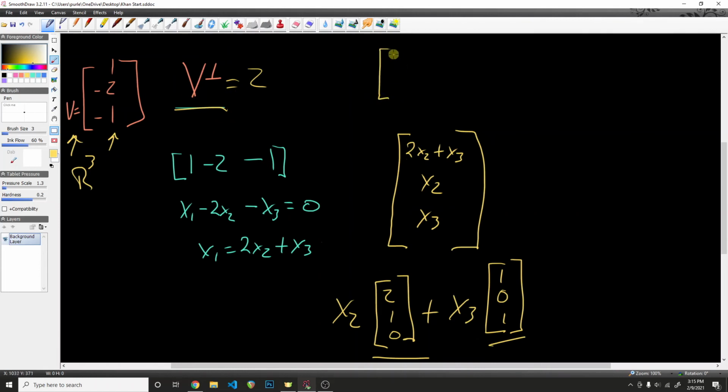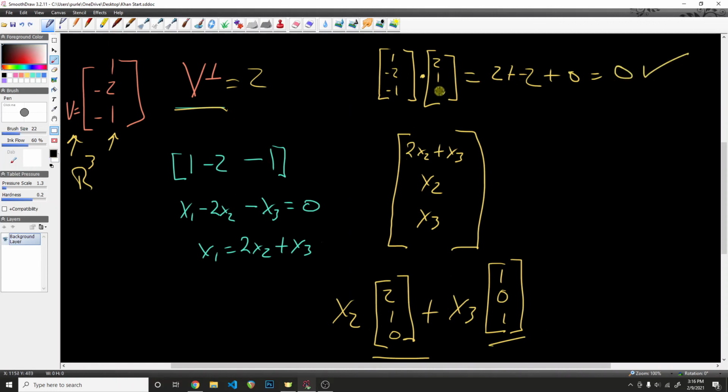So what we have is 1, -2, -1, and we could do a dot product with 2, 1, 0. So we have 1 times 2, that's going to be 2, plus -2 times 1, that's going to be -2, and then -1 times 0, that's going to be 0. So we have 2 plus -2, which is going to be 0. That's what we wanted.